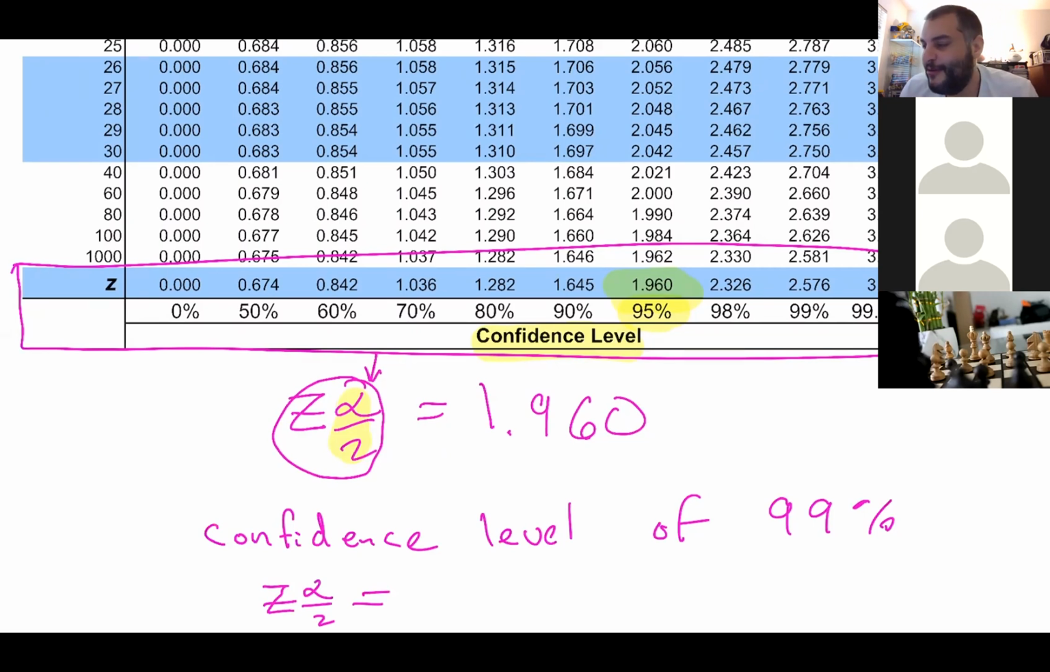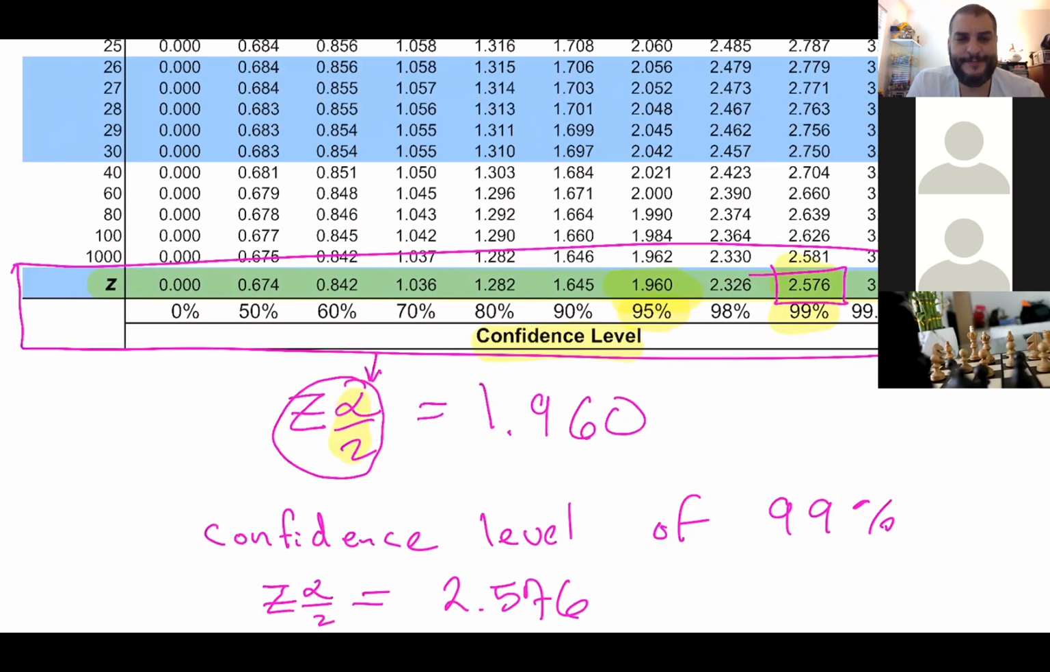So for this one, it will be 2.576. If you look at it, here goes 99%. If you look right here, you see how it says Z value? You select that row. So that means we select the 2.576. And that's it.